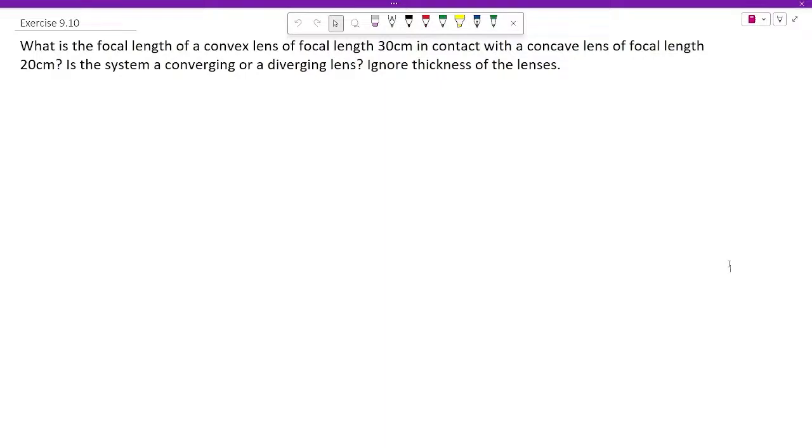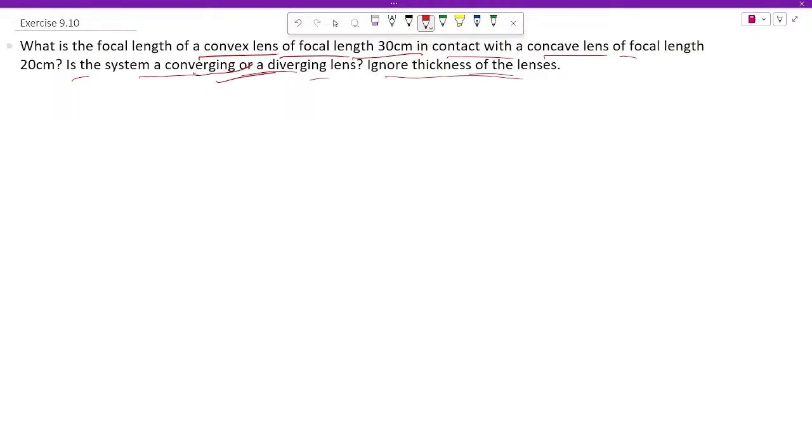Here the question is saying: what is the focal length of a convex lens of focal length 30 centimeter in contact with a concave lens of focal length 20 centimeter? Is the system a converging or diverging lens? Ignore thickness of the lenses. So we have been given thin lenses, and we have to find out the effective focal length.